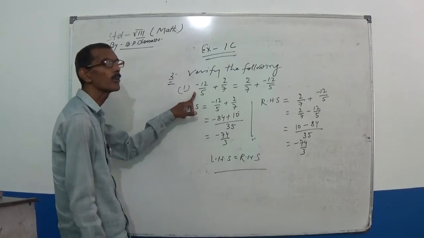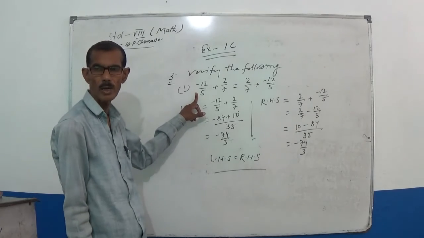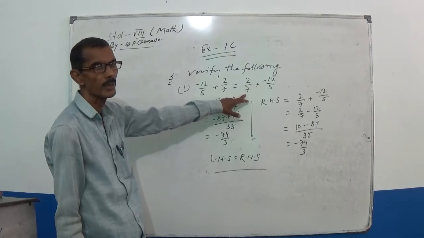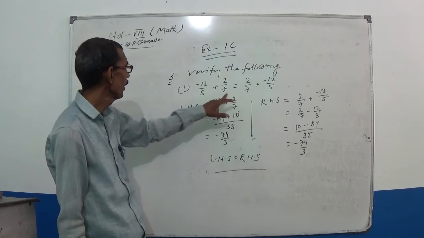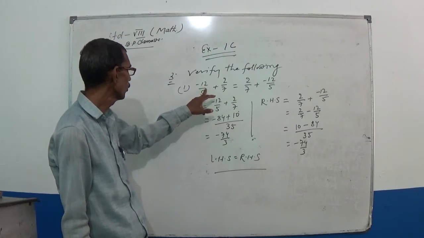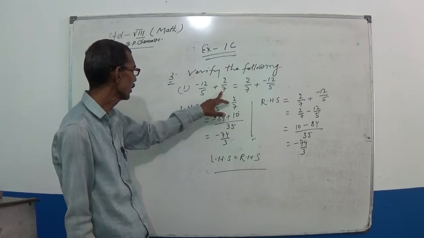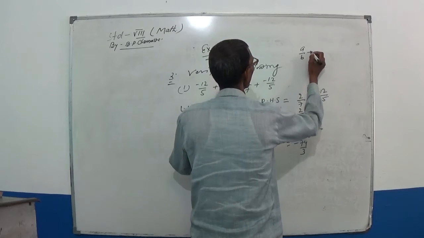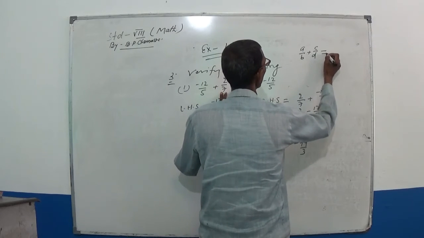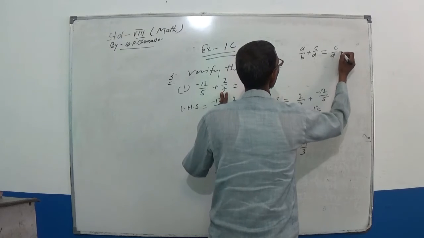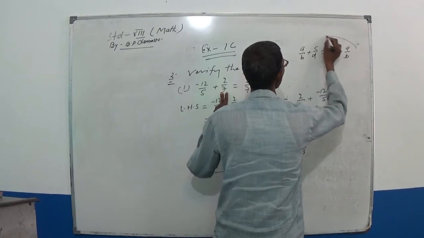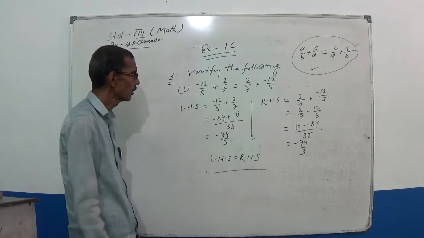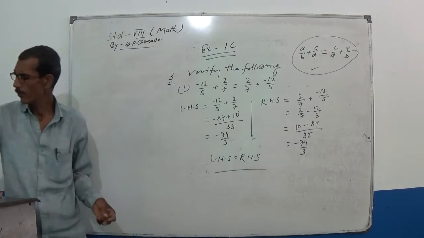Also recall the commutative law of addition of rational numbers. Here only the order is changed in RHS. Just like A by B plus C by B is equal to C by B plus A by B. Here only the order is changed. This is the commutative property of rational numbers. Now the next problem.